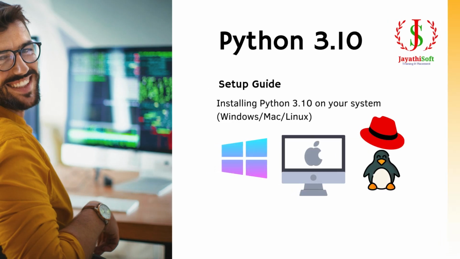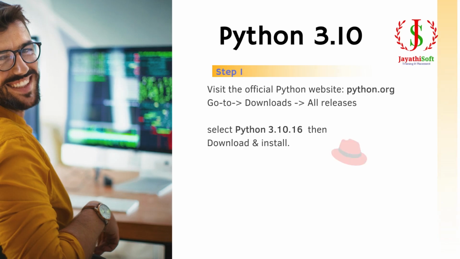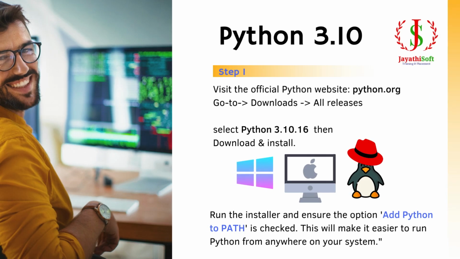Follow these steps. Step 1. Install Python 3.10. Visit the official Python website, python.org. Download the installer for your operating system, Windows, macOS, or Linux. Run the installer and ensure the option Add Python to Path is checked. This will make it easier to run Python from anywhere on your system.